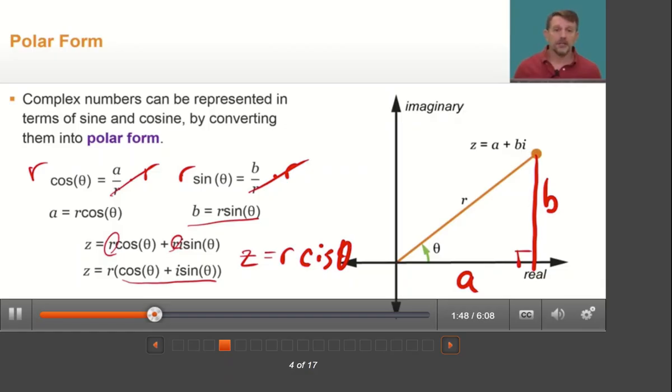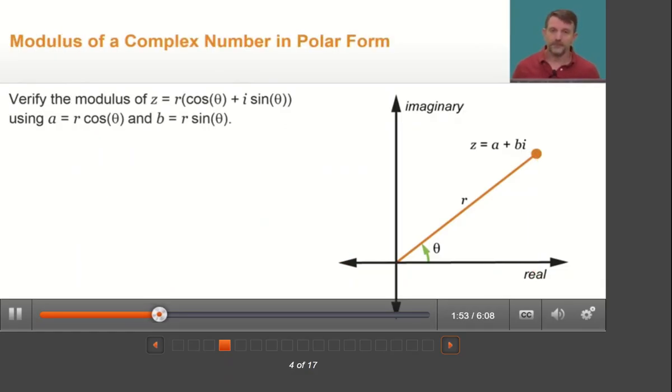Let's look at the modulus with polar form. We can also use algebra to prove that r in polar form is the modulus of the complex number. We know that by definition, absolute value z equals the square root of a squared plus b squared. We're going to put our right triangle back on this picture.